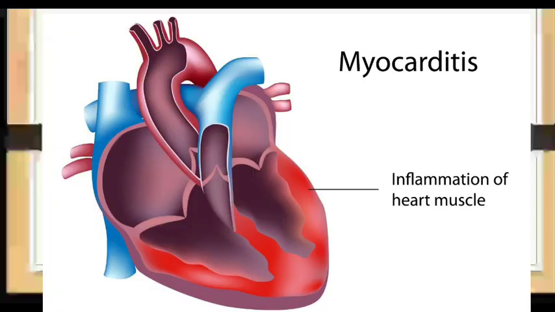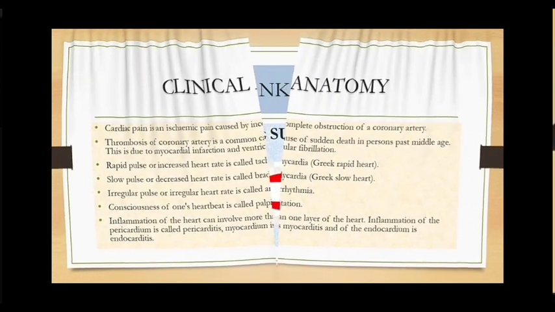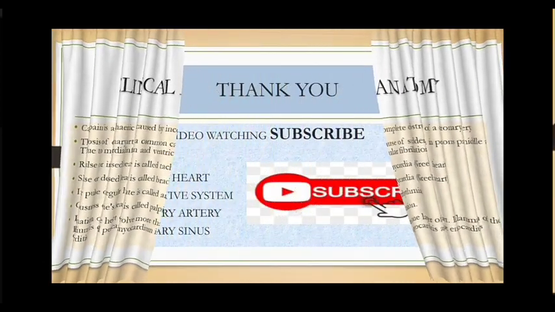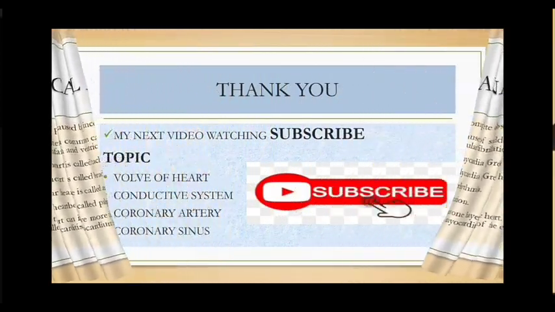And inflammation of the heart can involve more than one layer of the heart. Inflammation of the pericardium is known as pericarditis, of the myocardium is myocarditis, and if the endocardium is infected it is known as endocarditis. This is the clinical anatomy, right? So now we will describe the valves of the heart, conducting system, coronary arteries and coronary sinus in detail, right?